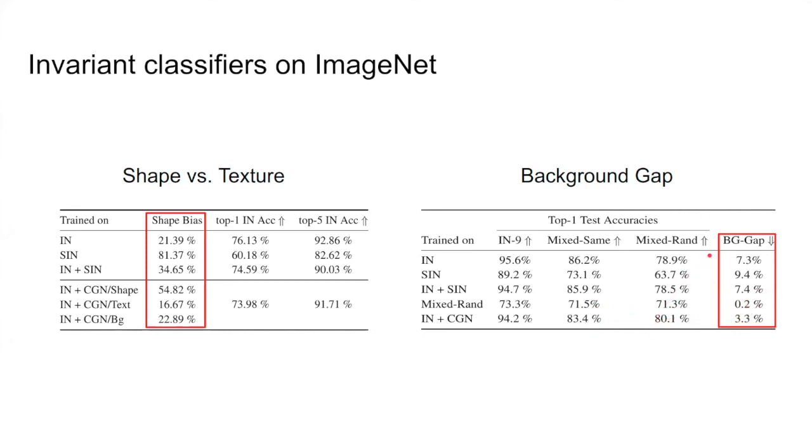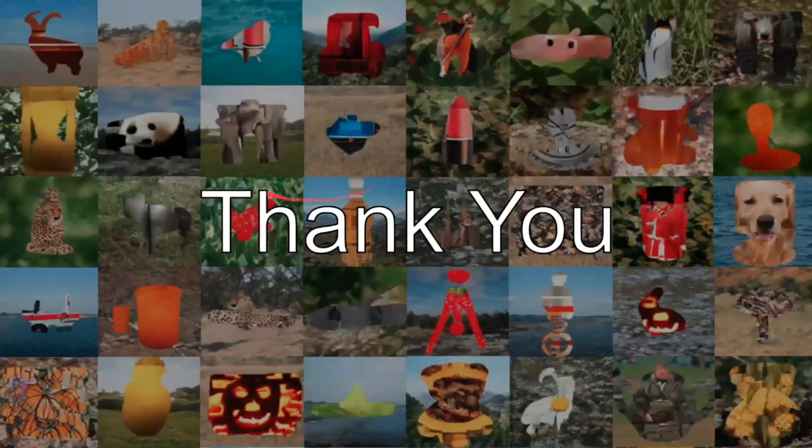As we set out to do, there's still a remaining background gap, and we attribute this to the images still not being perfect. We still have a domain shift between the generated images and the real images. All right, I think I'm right on time. Thank you. I'm happy to take questions.